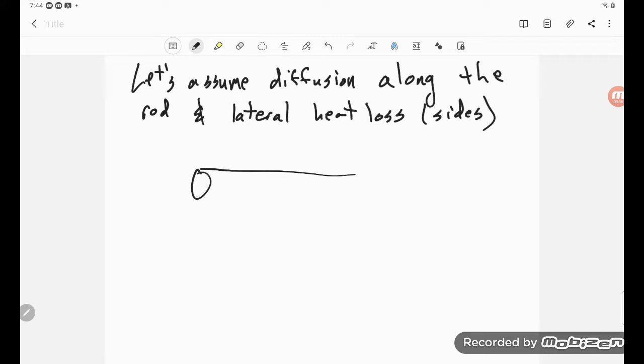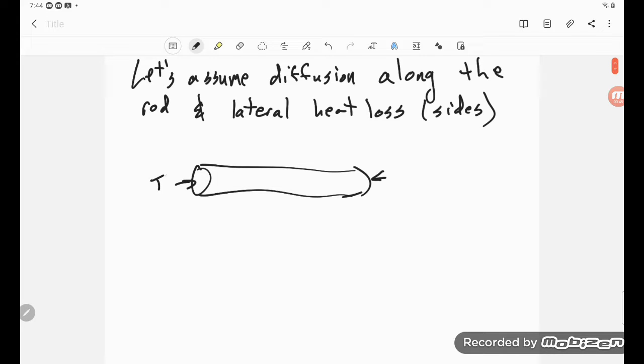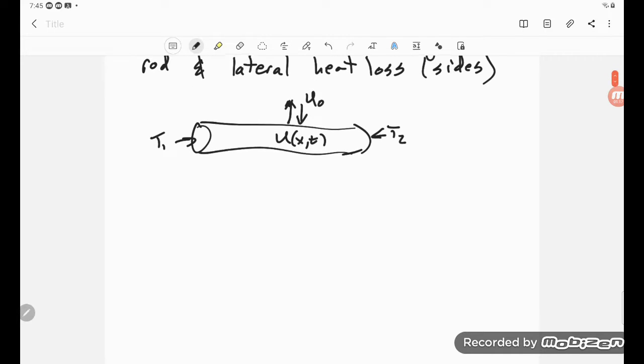So, we've got our rod here, and, again, we still have maybe a T1 and a T2 here. But now, this is our U of X and T. But now, let's say we uninsulate it, and in this case, we have some ambient temperature out here, U0. And this heat, we aren't sure whether, if it's hotter, the heat will travel in. If it's colder, the heat will travel out, one of those two.